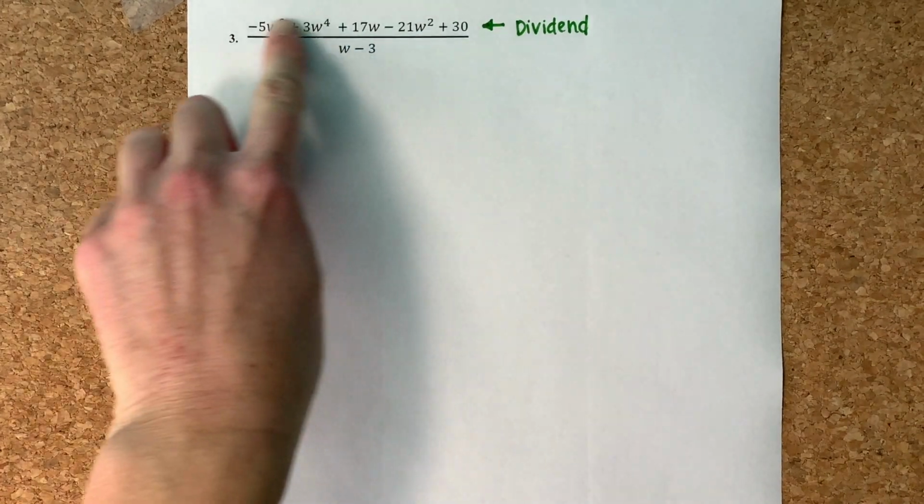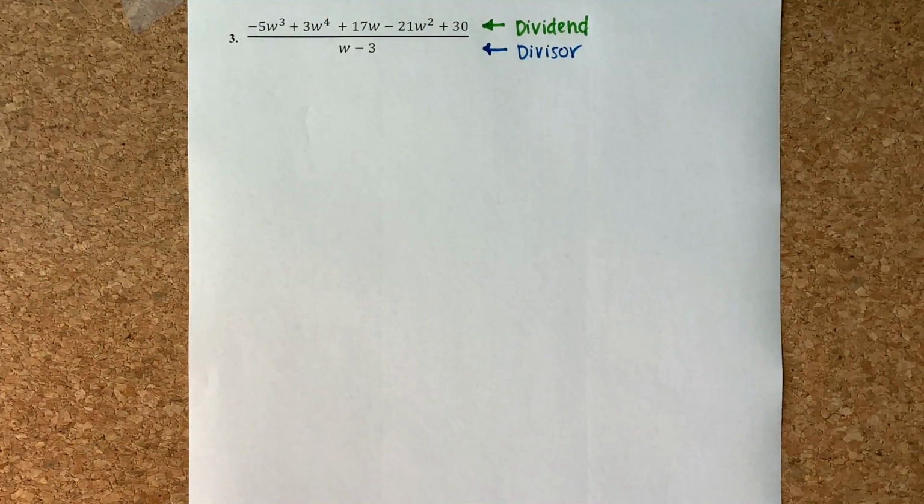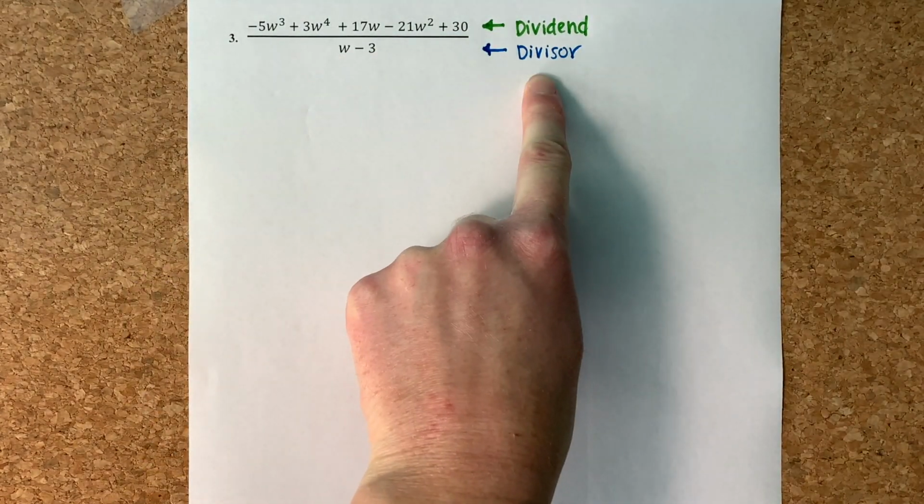Let's take a look at another example. First, let's label our dividend and our divisor. The numerator here is our dividend, and what we're dividing by, or in other words, the denominator, is our divisor.